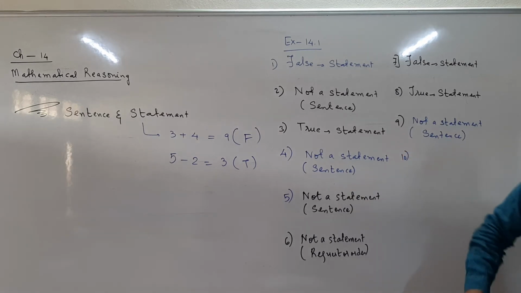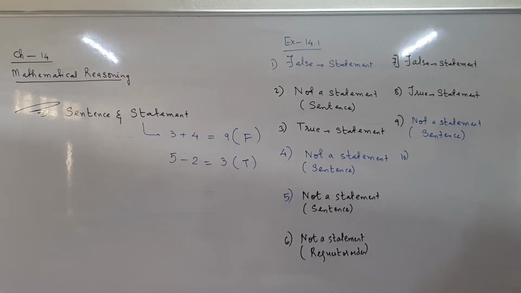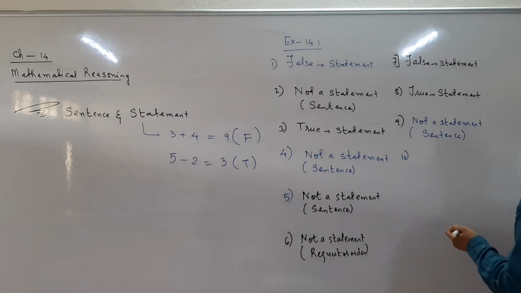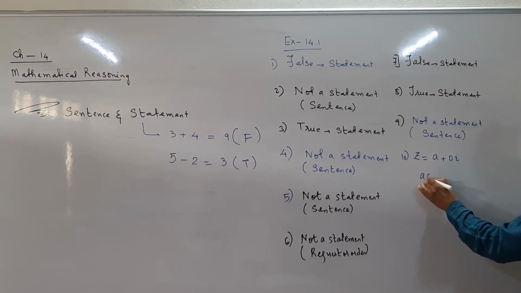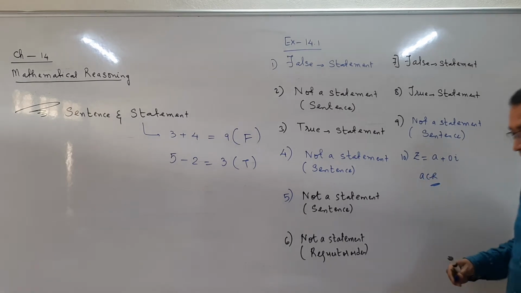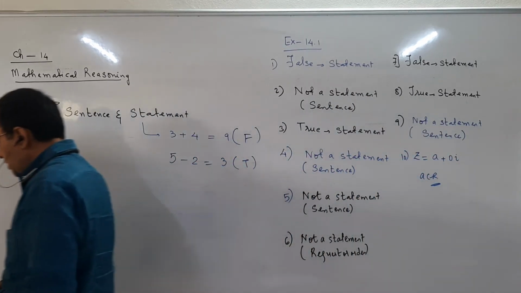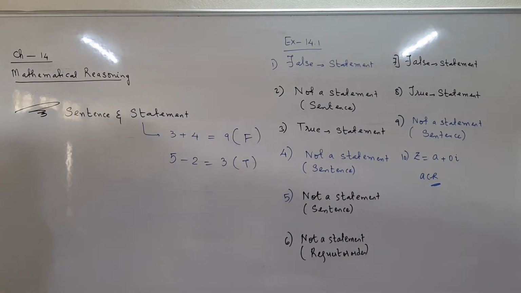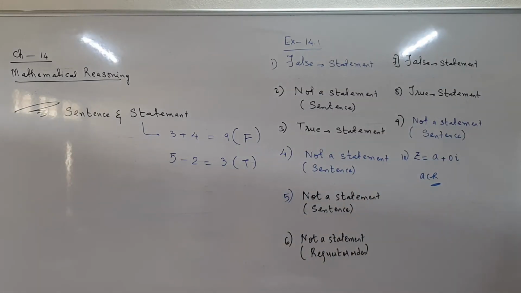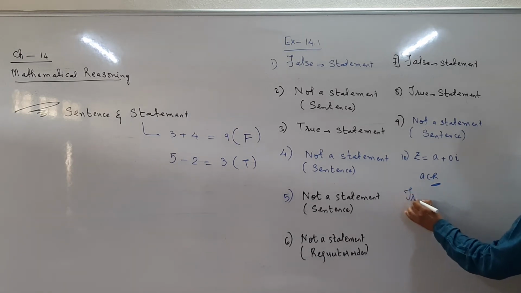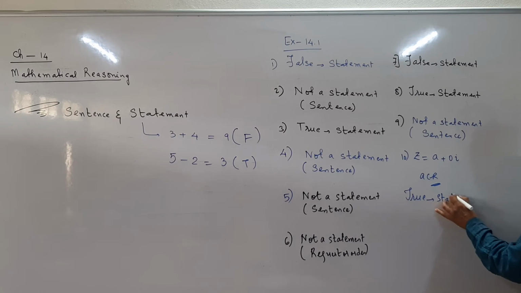Last but not the least, all real numbers are complex numbers. Correct. All real numbers are complex numbers in the form of a plus 0 iota, where a belongs to R. A complex number with imaginary part 0 is a real number. So all real numbers are complex numbers with imaginary part 0, universally true. Therefore, this is a statement.